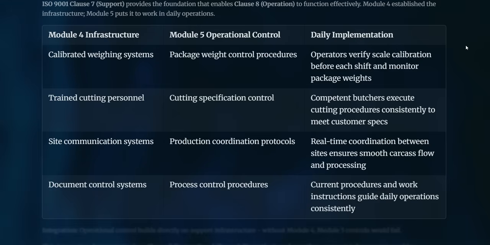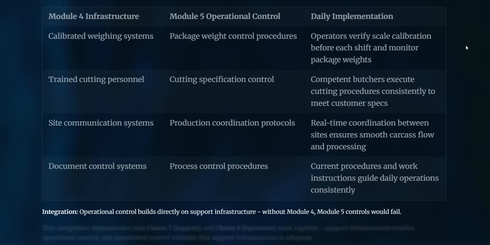The fourth Module 4 infrastructure provided was the document control system. In Module 5, operational control, we have to do the process control procedures effectively implemented, and daily implementation of this operational control includes current procedures and work instructions that guide daily operations consistently.